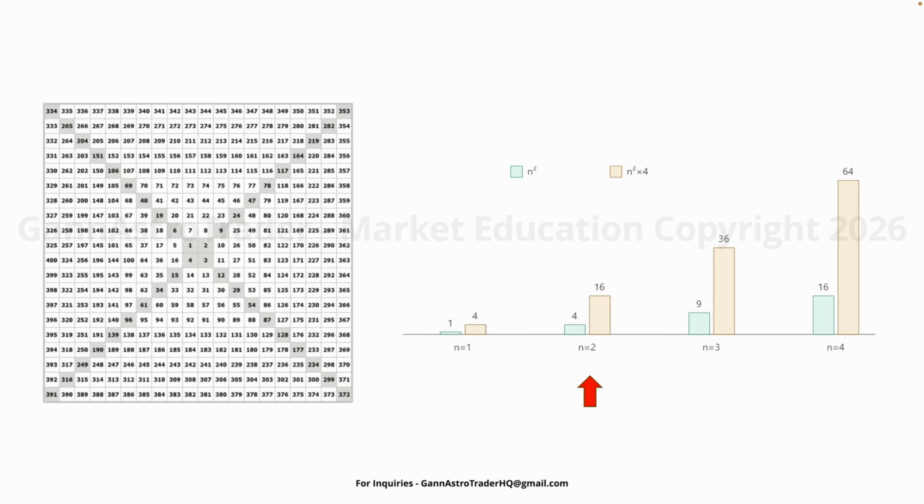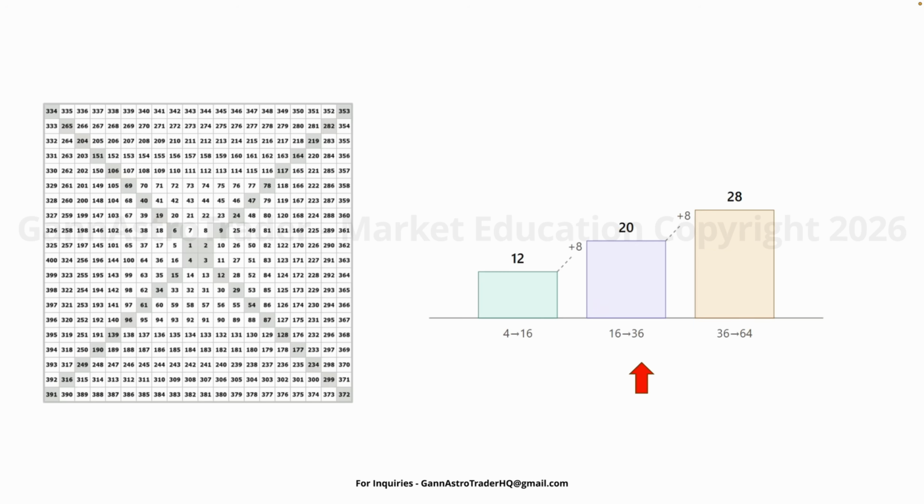Now, let's look at something even more interesting. Don't just look at the numbers themselves. Look at the difference between them. From 4 to 16, the difference is 12. From 16 to 36, the difference is 20. From 36 to 64, the difference is 28. So the differences are 12, 20, 28. What do we notice? Each difference is increasing by 8.